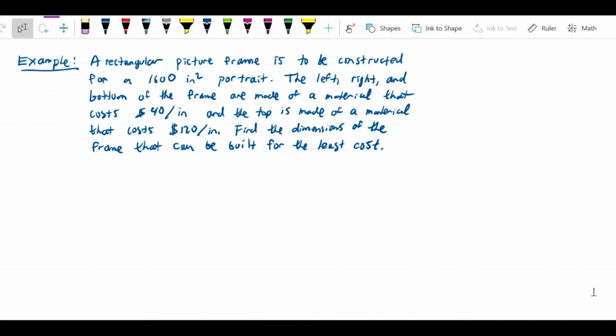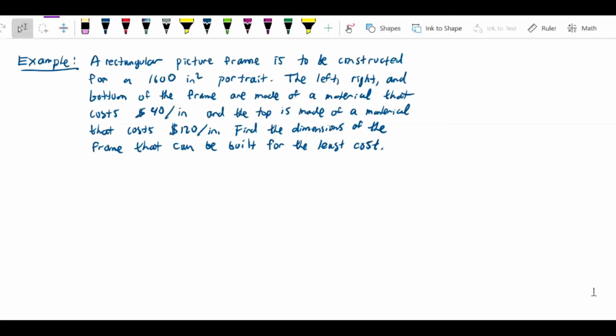The frame is going to be made in such a way that the left, right, and bottom of the frame are made of a material that costs $40 per inch, and the top is made of a material that costs $120 an inch. So you might imagine that perhaps the framing material on the left, right, and bottom will be mahogany, and the top will be made of silver or something like that.